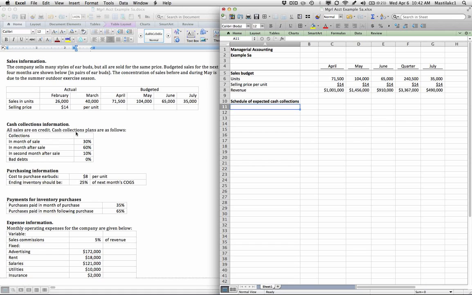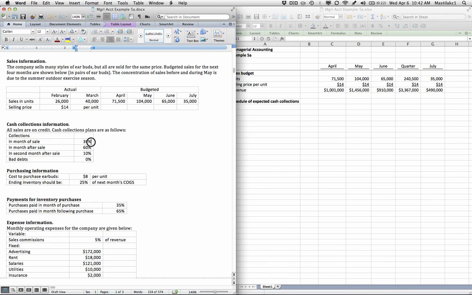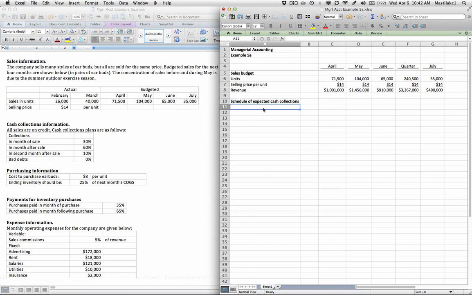Now, if we look at our company's cash collections plans, and these are probably going to be based on historical data, we know that typically whatever we sell in a month, we collect about 30% of that during the same month. And then about 60% of it we collect the next month, and the remaining 10% we collect 2 months later. So for example, if we sell something in April, we have a 30% chance of collecting that revenue in April, 60% of it will be collected in May, and the remaining 10% will be collected in June. And in this case, our company seems to have pretty strict credit policies or very good collections people, and we're going to assume that bad debts are going to be negligible, and we'll call those 0.